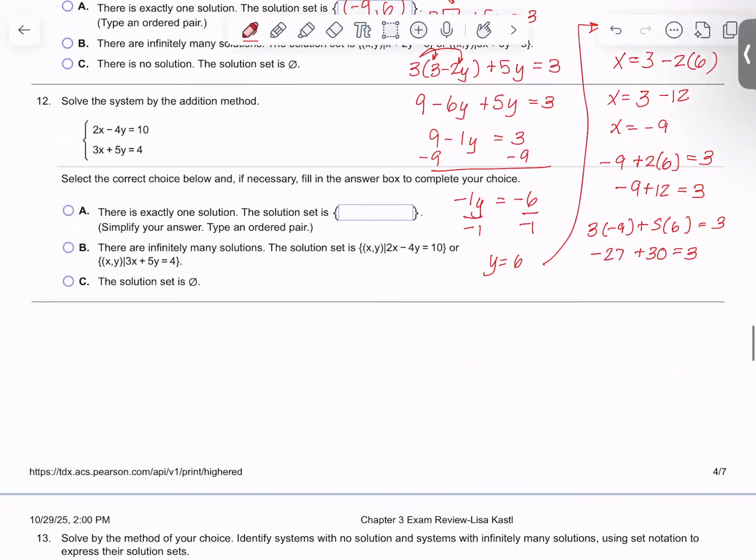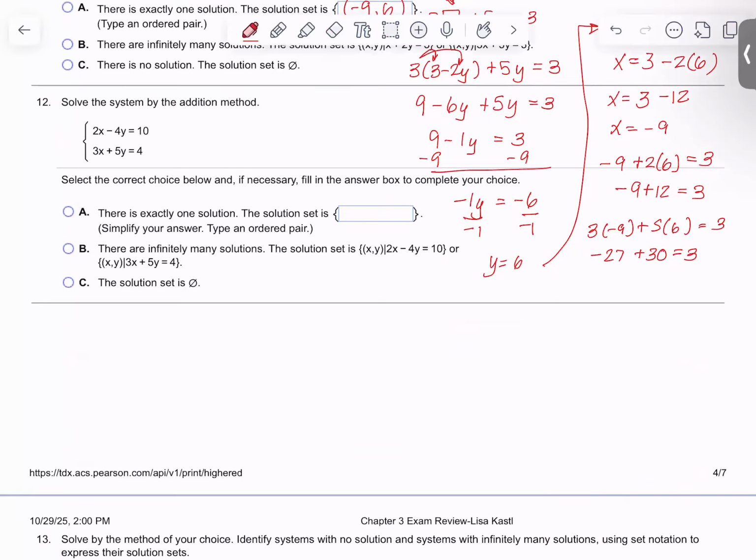All right, solve by addition. I'm going to do that down here. The addition method, you're going to multiply one or both of the equations by an appropriate constant so that when you add the equations together, either the x's or the y's are eliminated. So what you want to do is you want to make the coefficients on the x's or the coefficients on the y's add to the number 0.